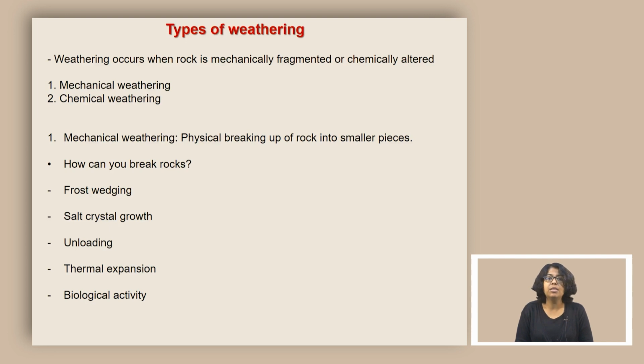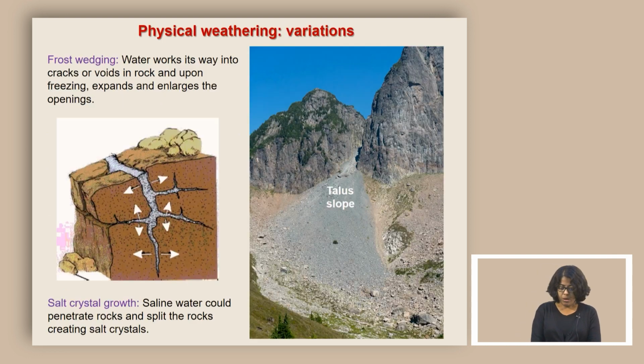The first one is mechanical weathering, and mechanical weathering basically means that you are physically breaking up the rock into smaller pieces. Now, the question is how can you break the rock? There are different ways you can break the rock naturally, and these create different types of mechanical weathering. So, the first one we are going to talk about is something called frost wedging.